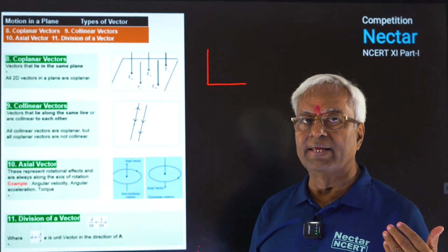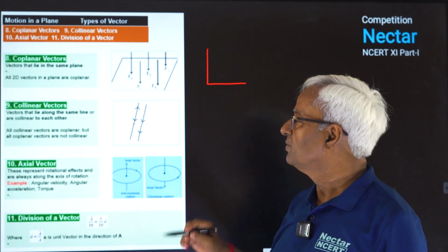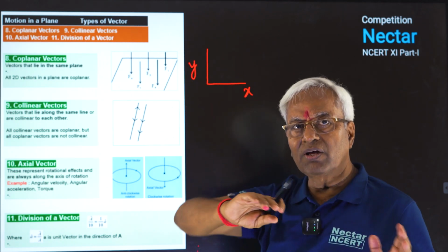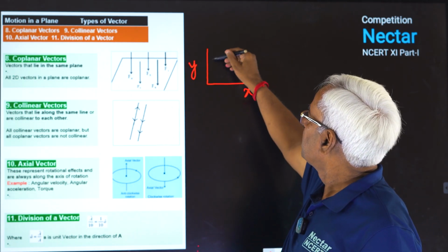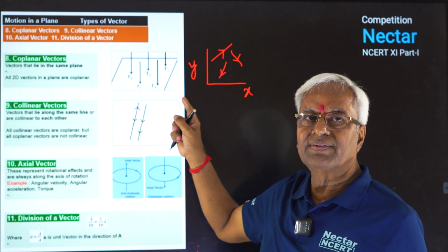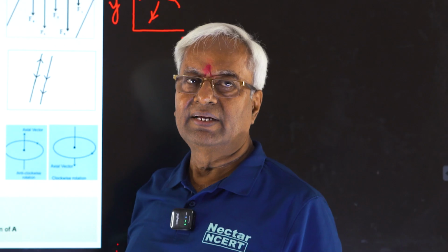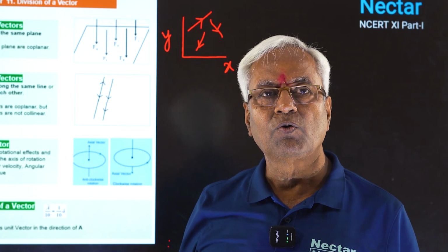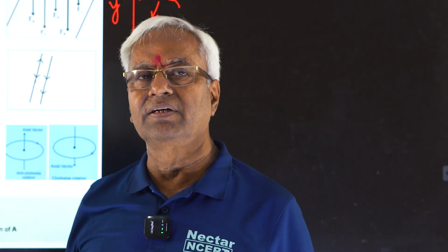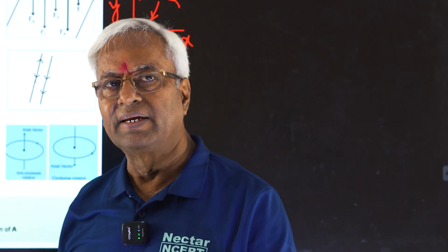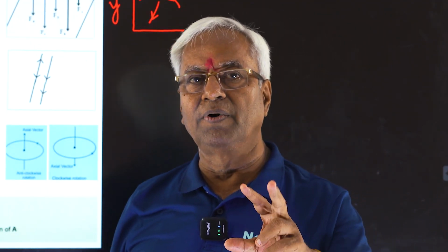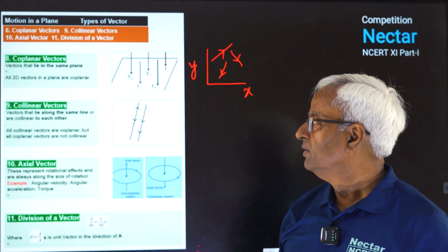Suppose some vector is confined to one plane only. When you say plane, you are dealing with two axes, x, y. All the vectors lying in this plane, whatever be the direction, are in the same plane, and that's why they will be termed as coplanar. What is coplanar? All the vectors lying in the same plane. And how is a plane defined? A plane is always defined with the help of two axes.